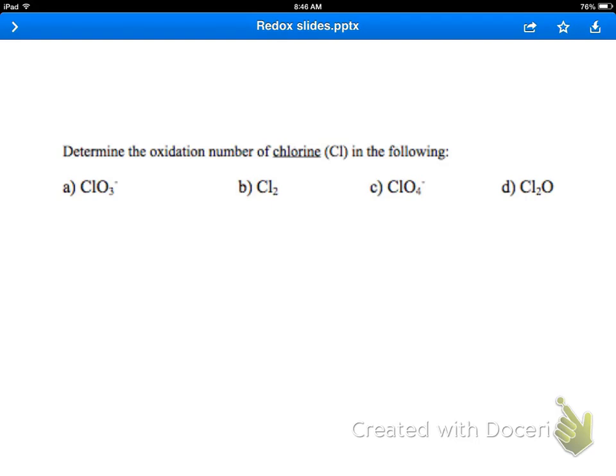Next, I want you to pause the video and try to figure out what the oxidation number of chlorine is in each of these compounds, and then start it back up and see how you did.